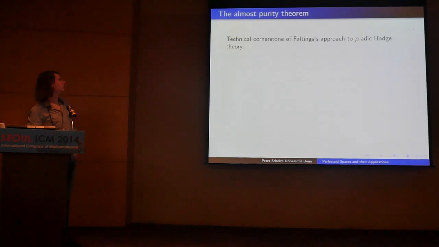So the first application, which is still part of the theory of perfectoid spaces, is the so-called almost purity theorem. The almost purity theorem was formulated in some form by Faltings and was the technical cornerstone to his approach to p-adic Hodge theory, much as the Fontaine-Wintenberger theorem underlies essentially all work in absolute p-adic Hodge theory, and Faltings wants to do relative p-adic Hodge theory. And so this almost purity theorem was really crucial for a lot of work in p-adic Hodge theory.